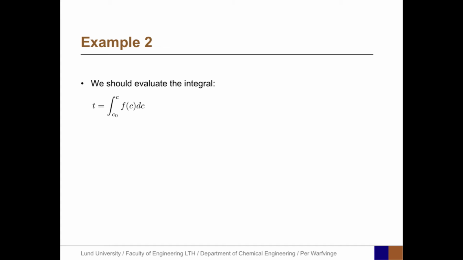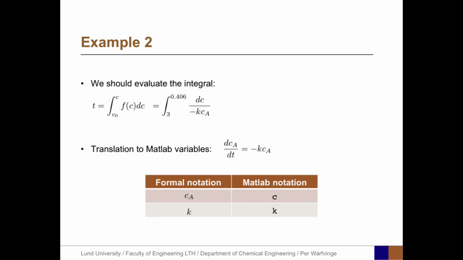What we should do is to evaluate the integral, time equals a function of C from the initial concentration to the final concentration. In this case, the integral from 3 to 0.406, and the function is the inverse of the rate equation, dC over minus K times CA. Translated into MATLAB terms, we say that CA equals C and K equals K. So let's go to MATLAB.